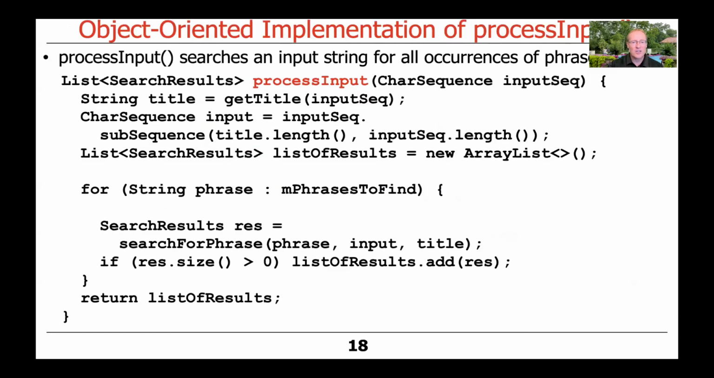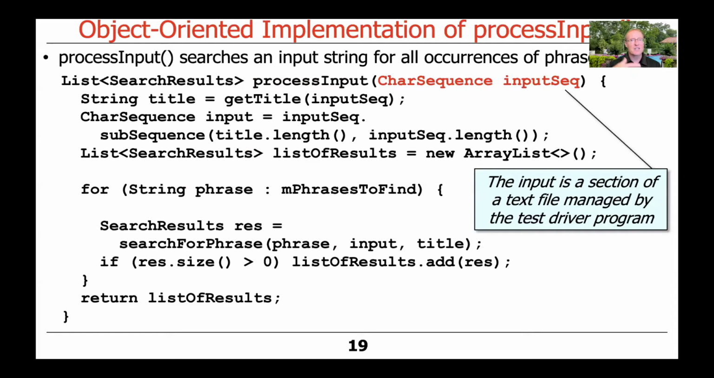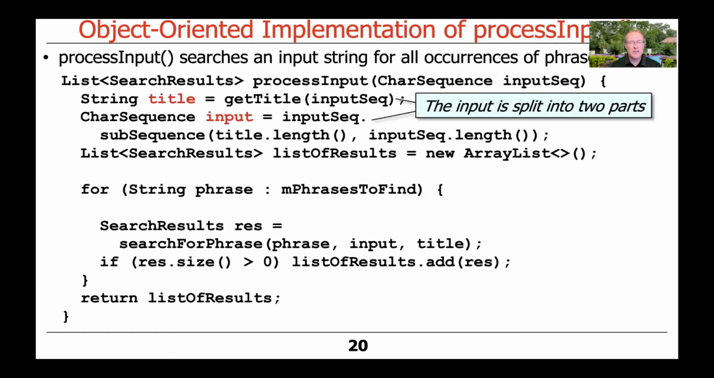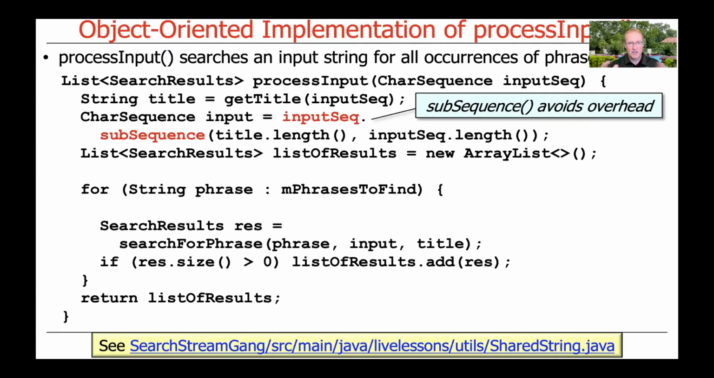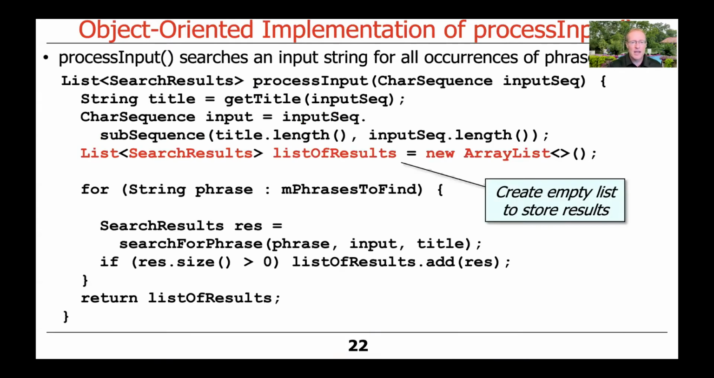Let's go ahead and take a look at the object-oriented implementation of ProcessInput. So this takes a character sequence, which is a work of Shakespeare, which is what's passed to it from the driver program. And then the first thing it does is take that work of Shakespeare and split it up into two parts. First, the title, like Hamlet, and then the rest of the text. And that's why we use the subsequence call, because it does it in a very clever way that doesn't copy data unnecessarily, which is good.